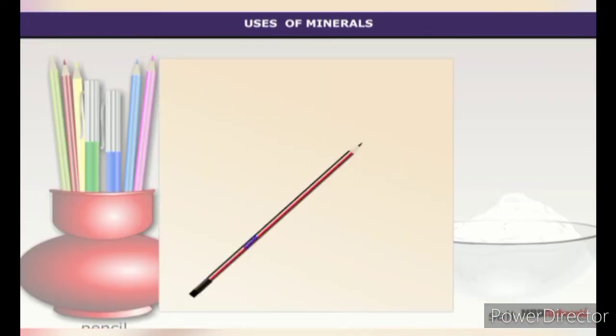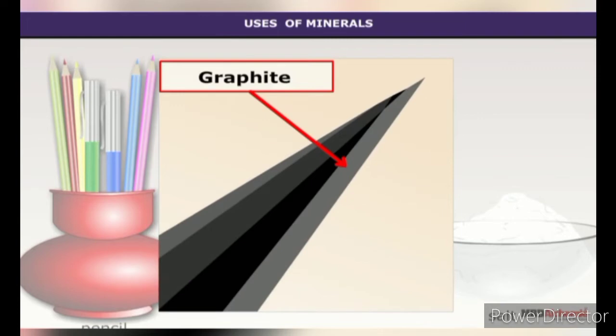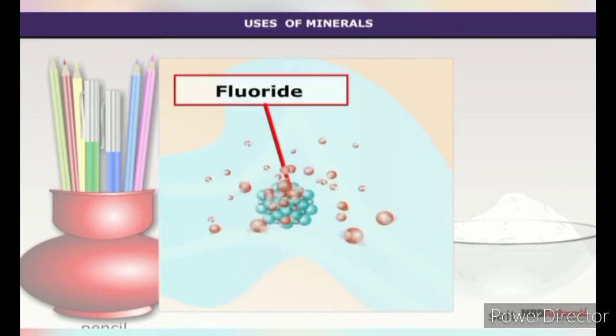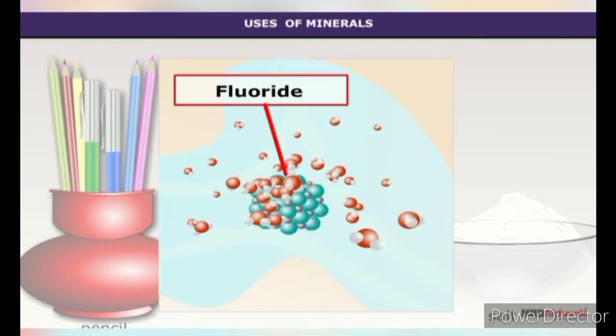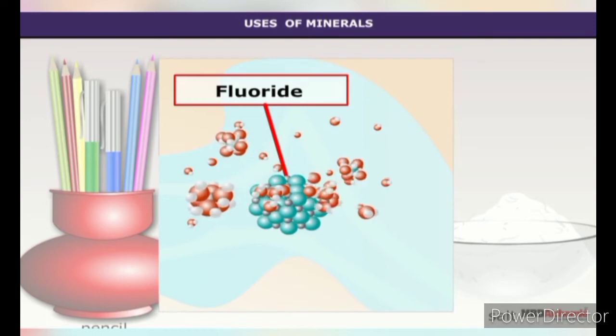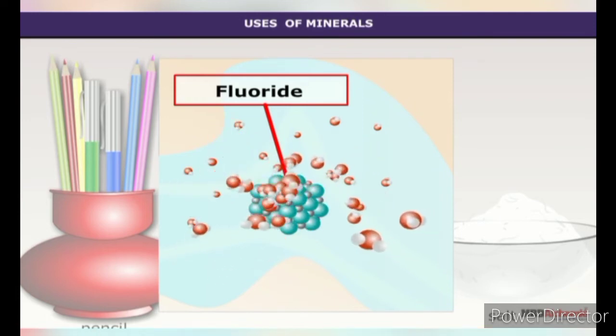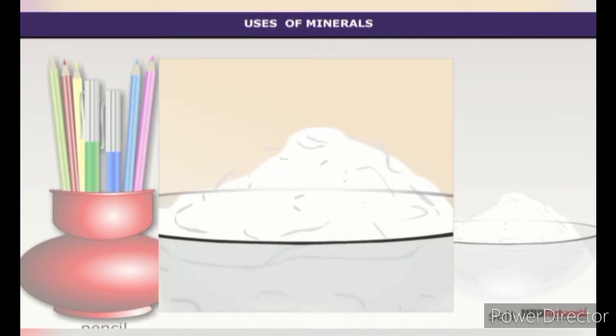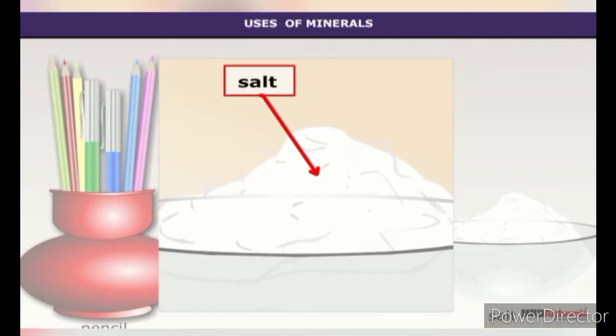Graphite is used in making the tip of a pencil. Toothpaste. The toothpaste we use to clean our teeth contains a mineral called fluoride. Many other minerals are also used, like mica, which adds sparkle to the teeth. Salt is a mineral obtained through evaporation of seawater.